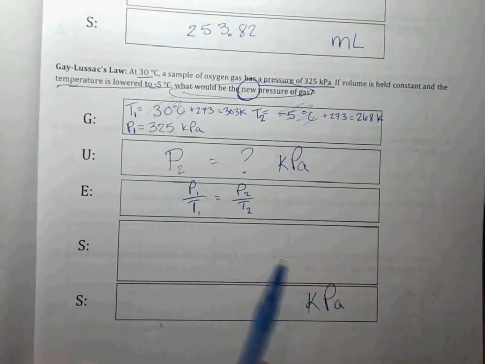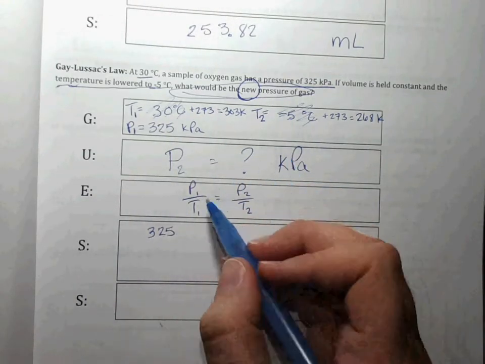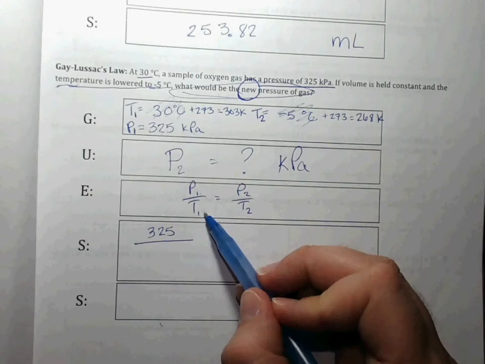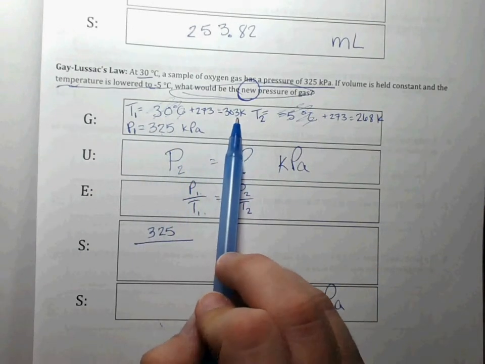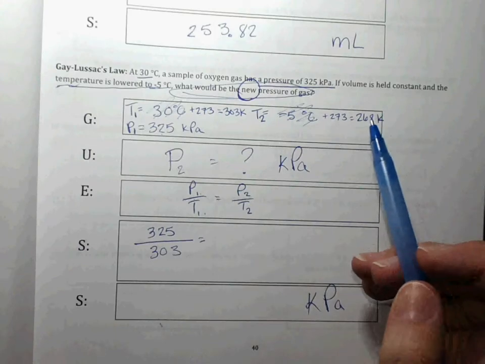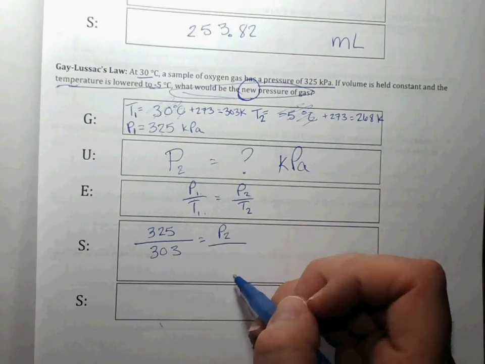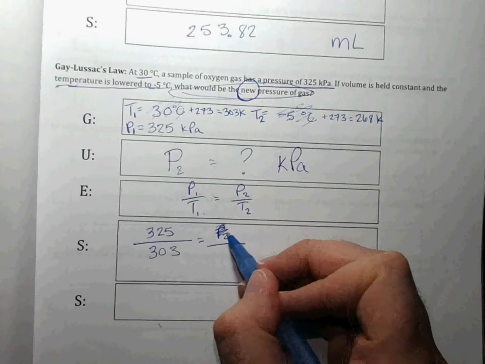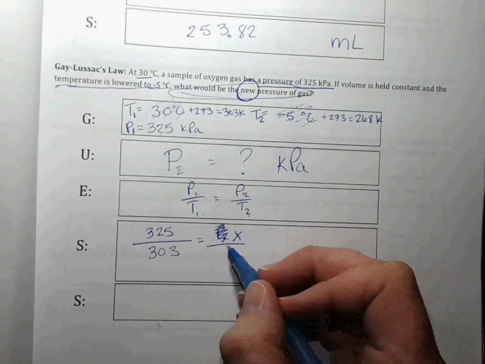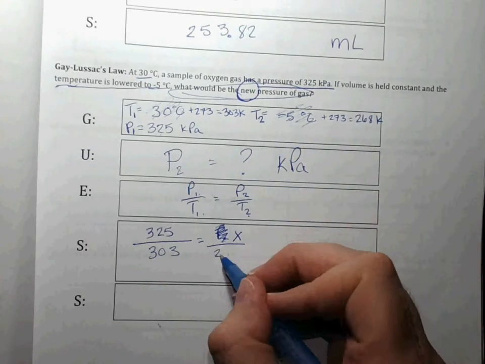Okay, once we have our Kelvins, then we can plug into the formula. P1 is 325. So instead of writing P1, I'm going to write 325, divided by T1, which in Kelvin was 303. So instead of writing the letter T1, I'm going to write 303. That equals P2, we don't know, so you can write the letter P2. You could also put an X if that makes you more comfortable. Same thing. And that's divided by T2. Instead of writing the letter T2, I notice my T2 is 268, so I'm going to put 268 on the bottom here.